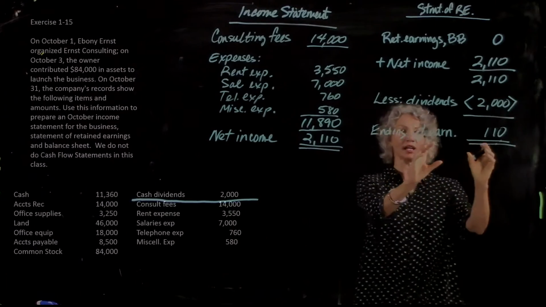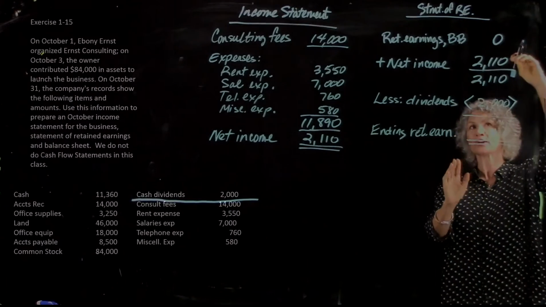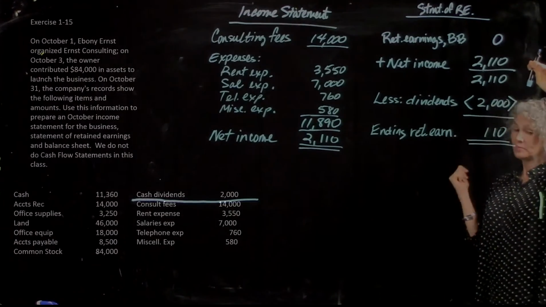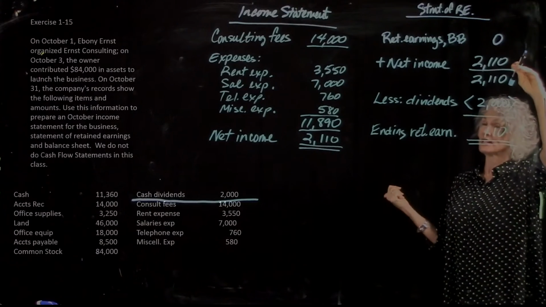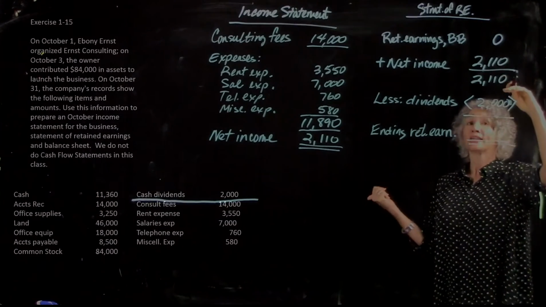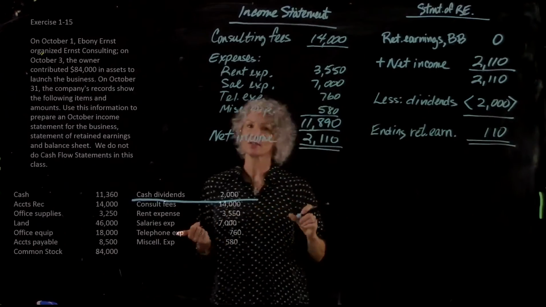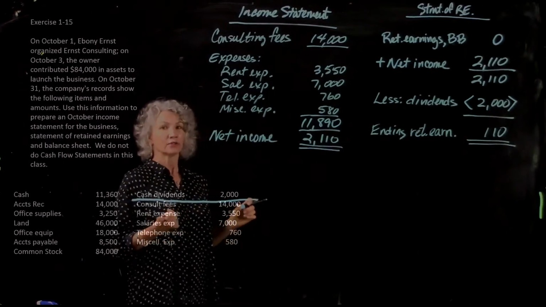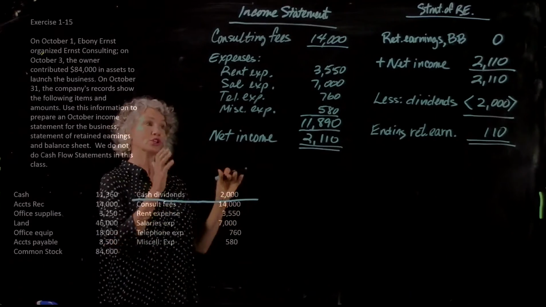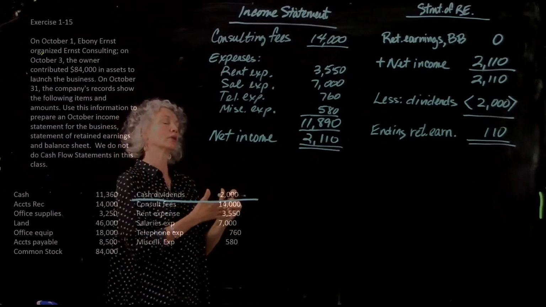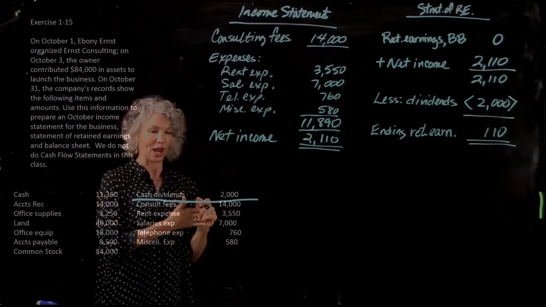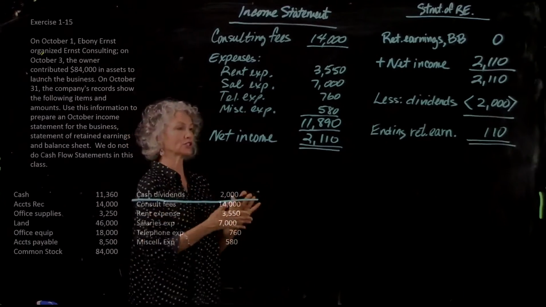So retained earnings is increased by your net income. It would be decreased if you had a loss, and it's decreased by any dividends paid. And there are not very many other things in the world that can affect retained earnings. So you are getting the whole concept of it in this chapter. All right, so now we're going to do the balance sheet.